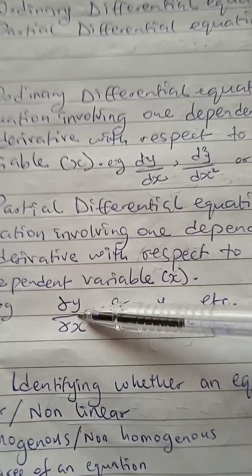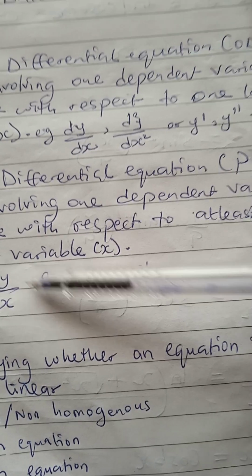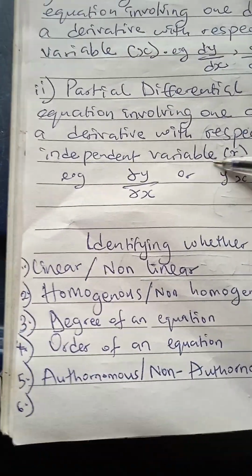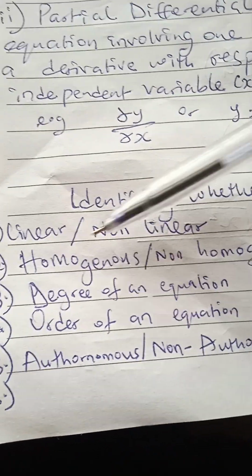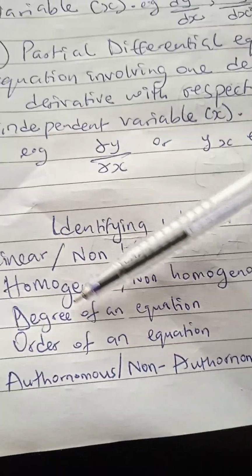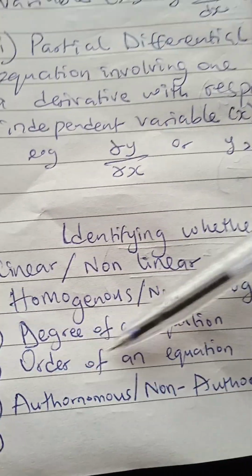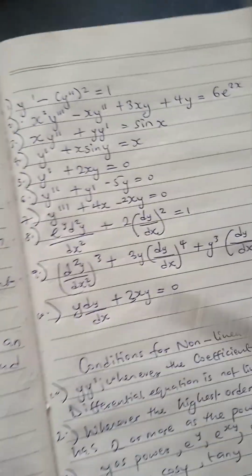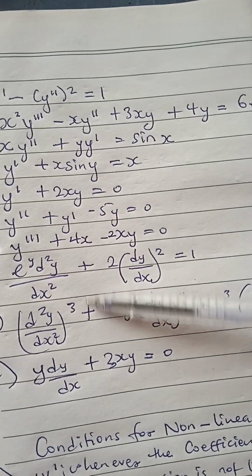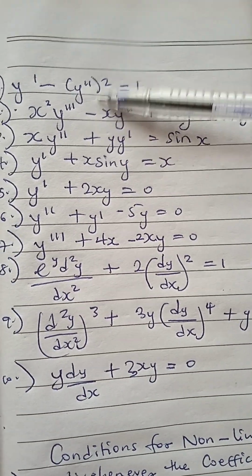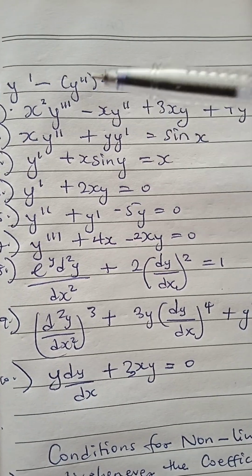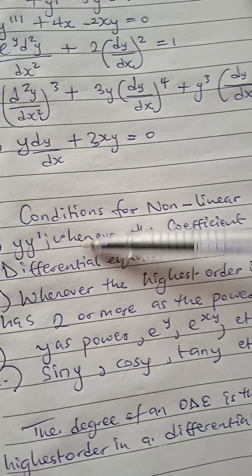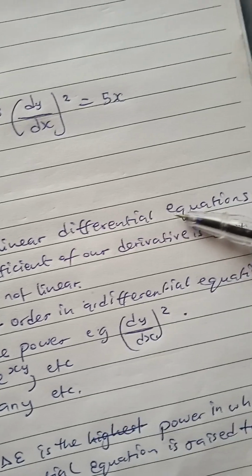An example is delta y over delta x, or y subscript x, etc. Now, identify whether an equation is linear or non-linear, homogeneous or non-homogeneous, the degree of the equation, the order of an equation, and whether the equation is autonomous or non-autonomous. Now, if you take a look at this equation, let's first of all know how to identify linear and non-linear differential equations.